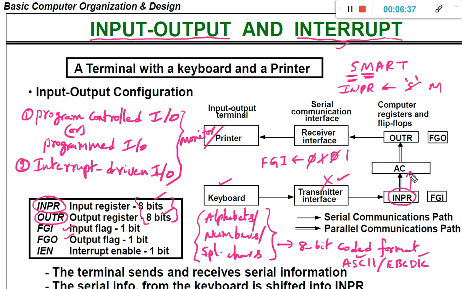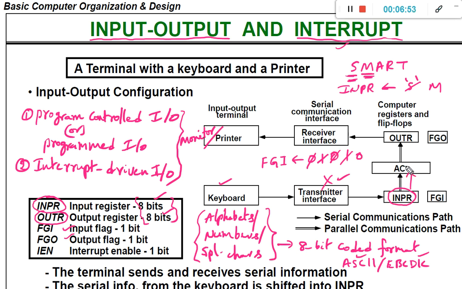After it is moved to the accumulator register, once again we are going to set the value of FGI to 1, and after moving, once again to 0. So like this the operation is carried out.